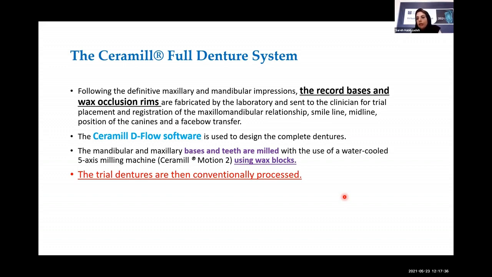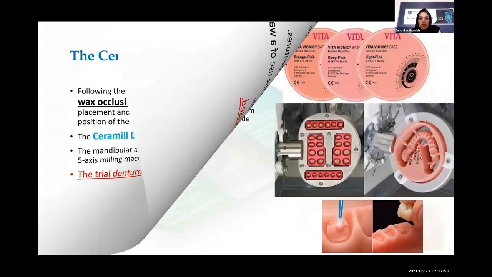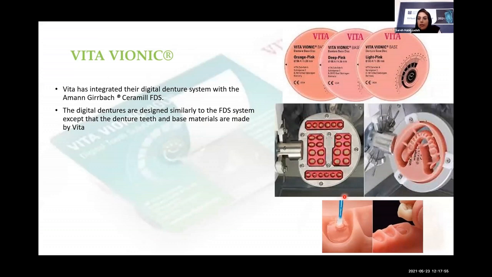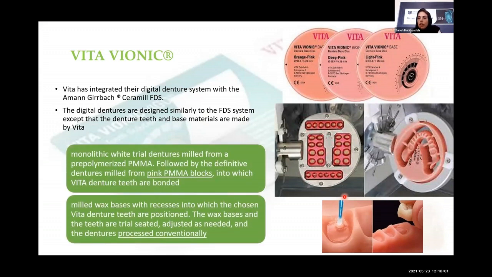So finally, you will try these wax dentures in the patient's mouth, and if everything is okay, the denture will be conventionally processed. So you see that in this technique, we don't have milling or printing of the denture, but we have conventional processing. So as I said, Vita has integrated with Amann Girrbach and uses the milling machine that they have. If you want to use Vita complete dentures made digitally, you usually have 2 options.